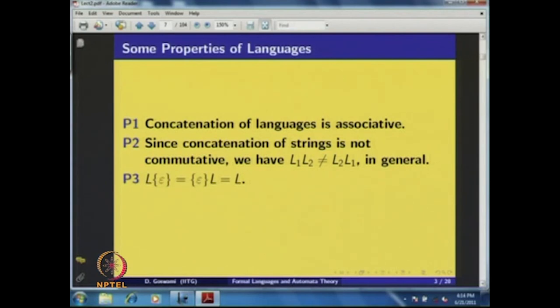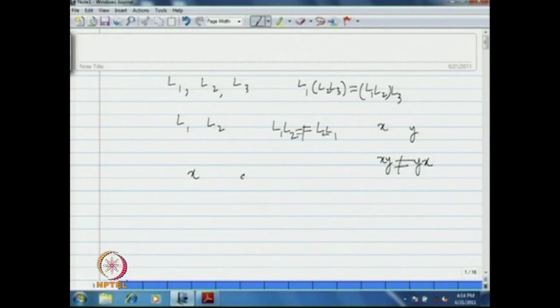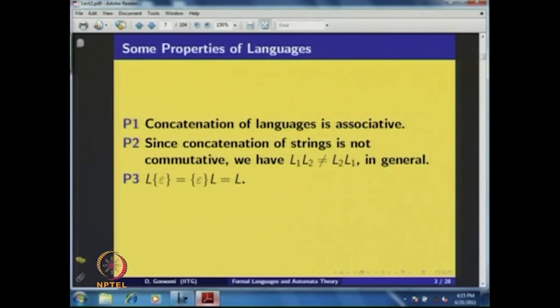Then it is very easy to see that if L is any language, then if it is concatenated with the language containing singleton epsilon from both sides, left side and right side, then it is equal to L, because every string when concatenated with epsilon from left or right gives the string itself. That is, if x is a string, then epsilon x equal to x epsilon is equal to x. Therefore, every string in the language, whatever it may be, if you concatenate with epsilon from both sides, it will give the string itself. Therefore, the language is not going to be changed. Hence, we get L epsilon equal to epsilon L equal to L.